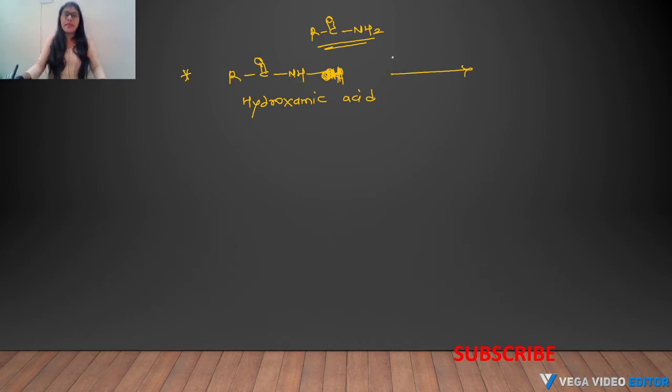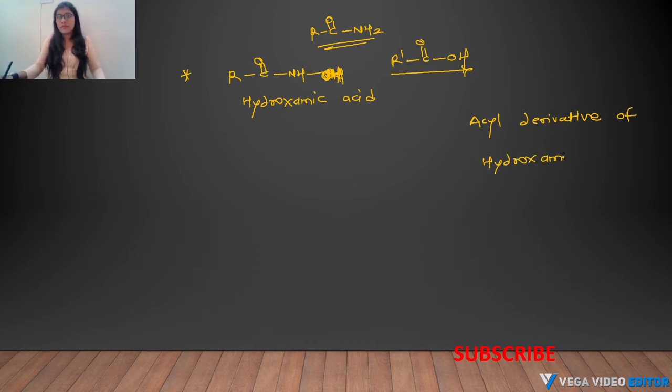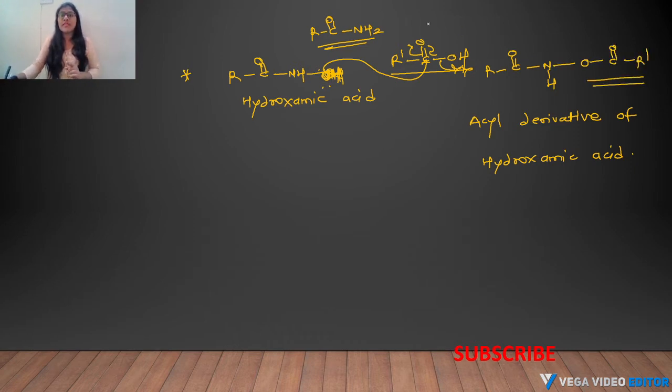Here in presence of acid, we get acyl derivative of hydroxamic acid. Here this lone pair of oxygen attacks on this carbonyl carbon and this OH departs, and we get here R, CO, NH, here O, here CO, here R dash, this part from this acid.